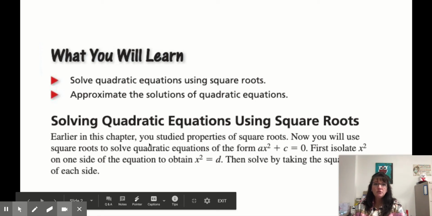So earlier in this chapter, mainly in 9.1, we studied a lot of the properties of square roots. So we're going to use square roots to solve our equations, right? Like this. First, we're going to isolate x squared to one side to obtain x squared is equal to d. Very abstract right here, but looking at that, we're just going to solve using the square root of both sides. So we want to isolate x squared.